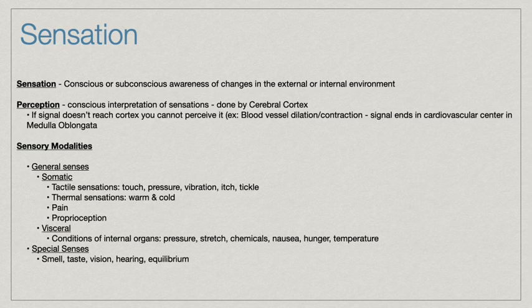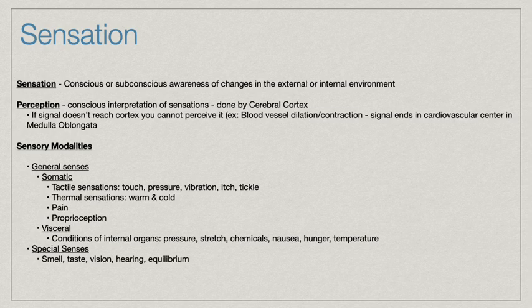Some senses that we can perceive include our general senses and our special senses. Our general senses include things like our somatic senses. Somatic senses include our tactile sensations, which include touch, pressure, vibration, itches, and tickles; our thermal sensations for heat and cold; pain sensations; and our proprioception, which is where our body is in space without us having to see anything.